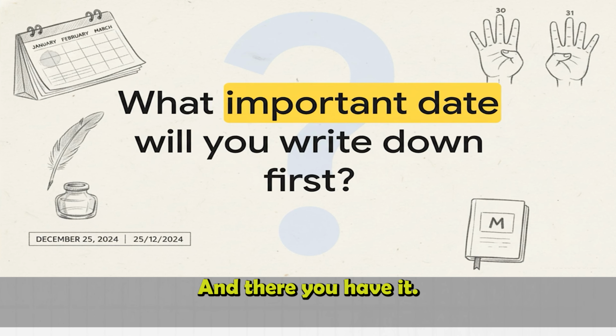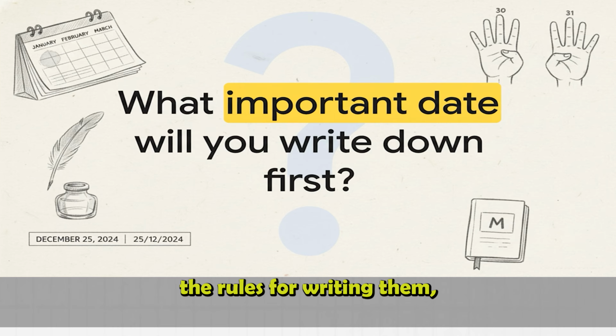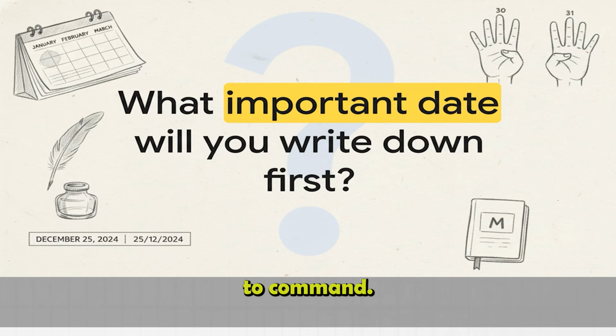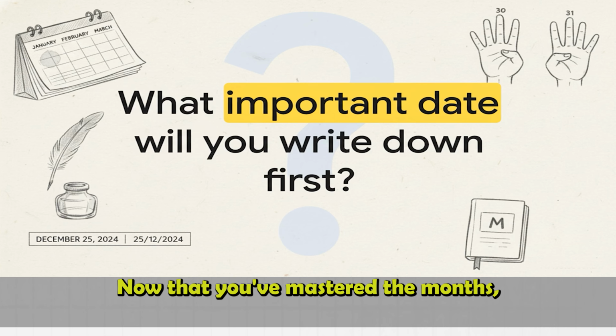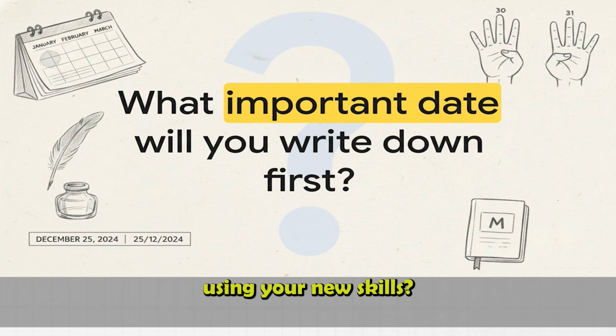And there you have it, the whole shebang. You now have all the tools you need. You know the names of the months, the rules for writing them, the different date formats, and you even have a secret memory trick. The calendar is officially yours to command. So my final question for you is this. Now that you've mastered the months, what's the first important date you're going to write down using your new skills?